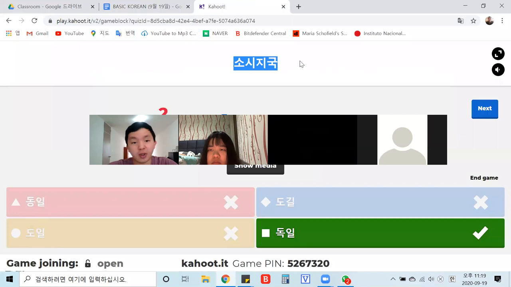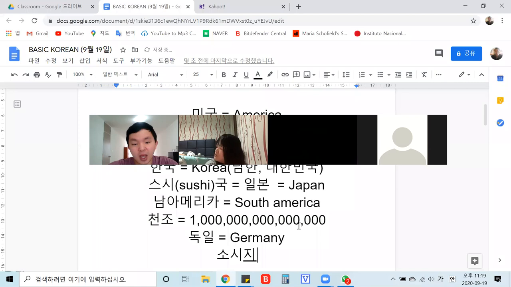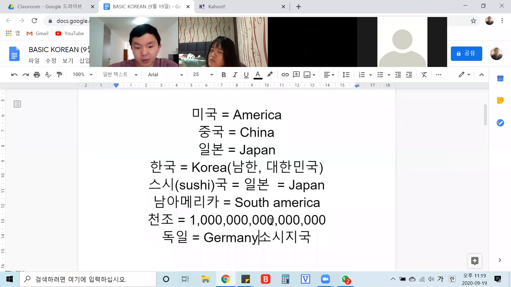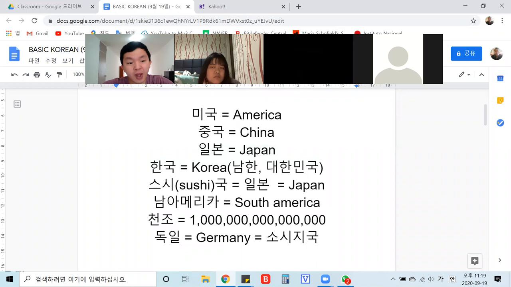Another way to say it is So Si Ji Guk. We call Germany that a lot because So Si Ji means sausage, and the sausage in Germany is pretty famous, you know, the sausage and the beer. So we call Germany So Si Ji Guk. I know it sounds pretty racist. Koreans call Japan sushi land, and call Germany sausage land. But it's just a joke, for fun, so I hope you understand. We are not trying to be mean.